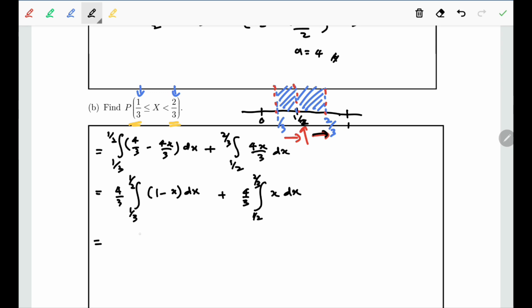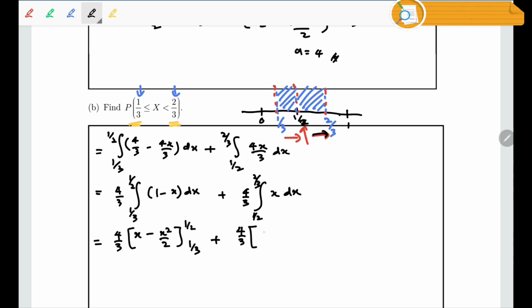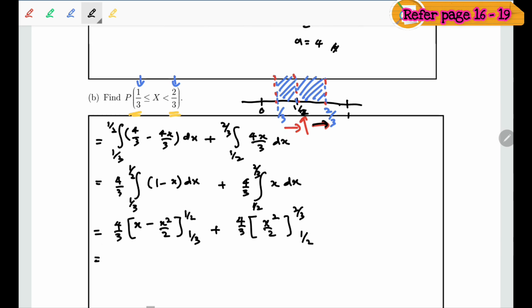Alright, so integrate 1, you get x minus x squared over 2 with 4/3 outside here. This is 1/2, this is 1/3, plus 4/3 with integration of x, which is x squared over 2. This is 1/2. Okay, so next is the process of substitution.